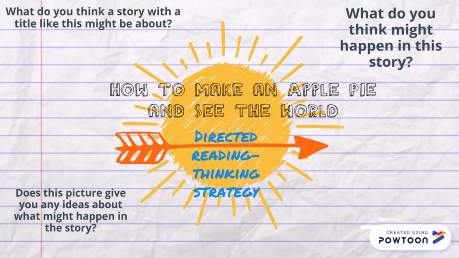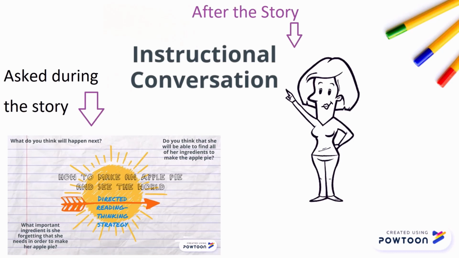I showed the students the front cover and asked them, what do you think a story with a title like this might be about? Does this picture give you any ideas about what might happen in the story? What do you think might happen in this story? When I was done reading the book, I asked the students to tell me what they liked about the story, what they learned from the story, and just generally what the story was about.